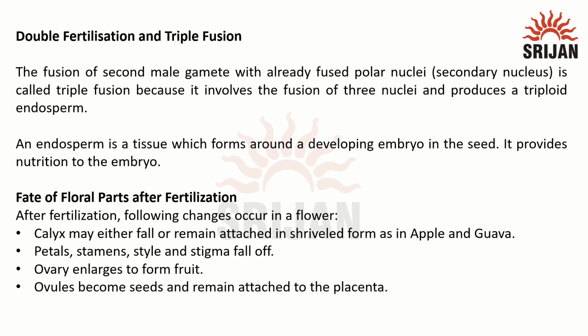In double fertilization, the fusion of the second male gamete with the already fused polar nuclei, or the secondary nucleus, is called triple fusion, because it involves fusion of three nuclei and produces a triploid endosperm. And what is the function of endosperm? It is the most nutritive structure present in the embryo sac, so it provides nourishment to the growing embryo.